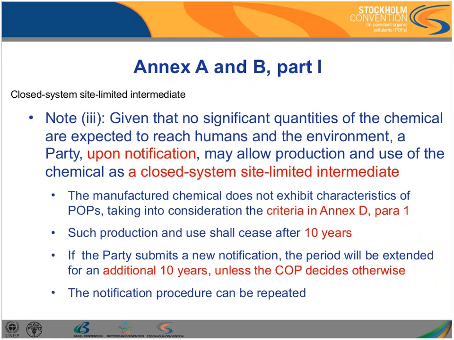The third one is on closed system site-limited intermediate. This is provided in Note 3 of Part 1 of Annex A and Annex B. Given that no significant quantities of the chemical are expected to reach humans and the environment, a party, upon notification, may allow production and use of the chemical as a closed system site-limited intermediate.